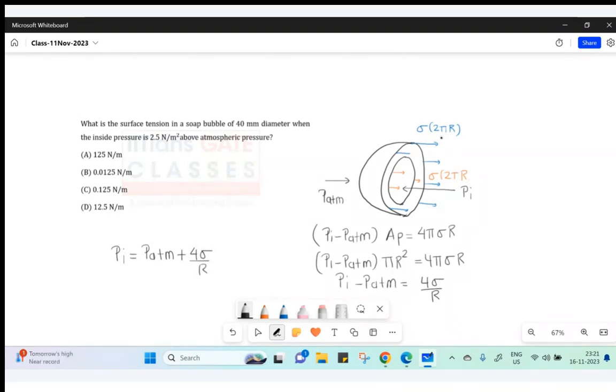What are we trying to calculate? Surface tension. We can use this. Sigma is r by 4 into Pi minus P atmosphere. Sigma will be what? 20 divided by 4 into 2.5, sorry, into 10 to power minus 3. I should not forget the unit of mm here. So this will be 2.5 into 20 into 10 to power minus 3 divided by 4. It will be 0.0125 newton per meter. Yes. Okay.